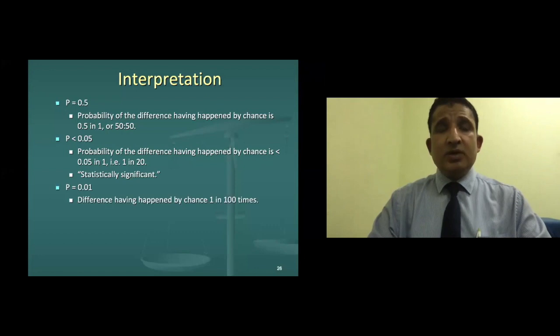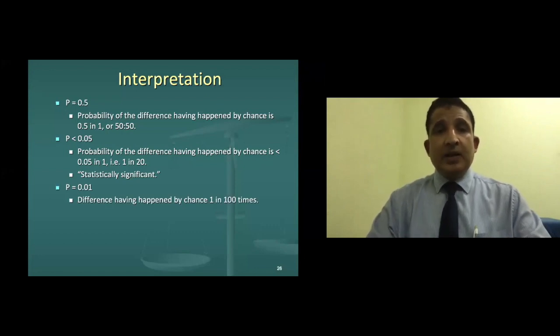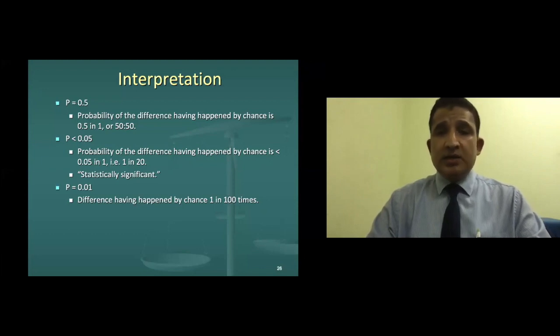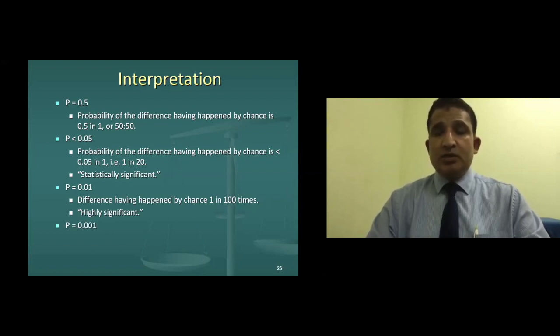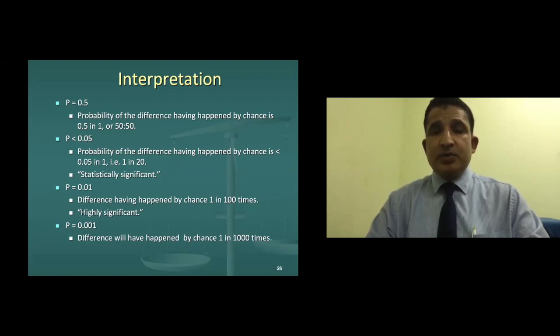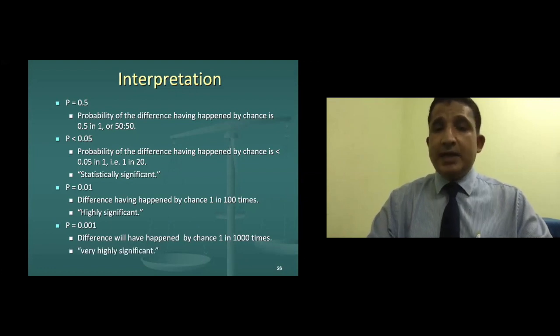If somebody calculates the p-value to be less than 0.01, this could have happened 1 in 100 times. So it is called highly significant. Somebody calculates p-value as 0.001. The chances of that person being correct is 999 out of 1,000. So this is considered very highly significant.